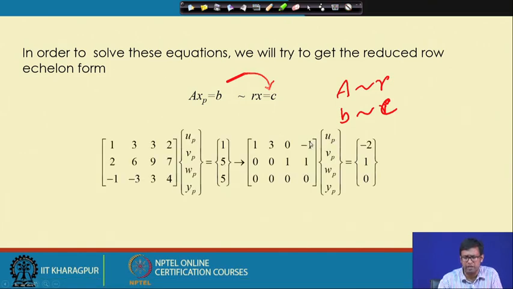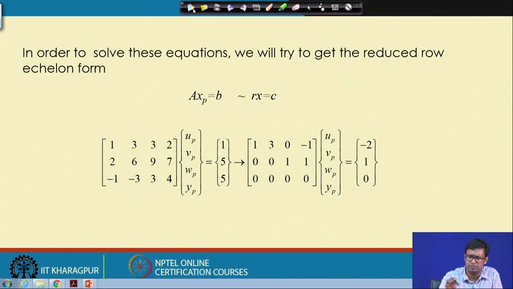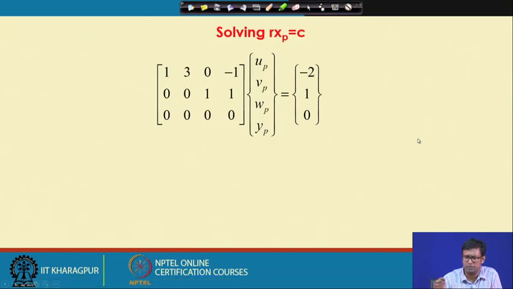This happens like if we have an equation with matrix 1 3 2 2; 6 9 7 minus 1; 3 3 4, with the right hand side 1 5 5, which is the b actually. If we transform the matrix to reduced echelon form, the right hand side vector changes to minus 2 1 0. So, we have to solve Rxp is equal to c.